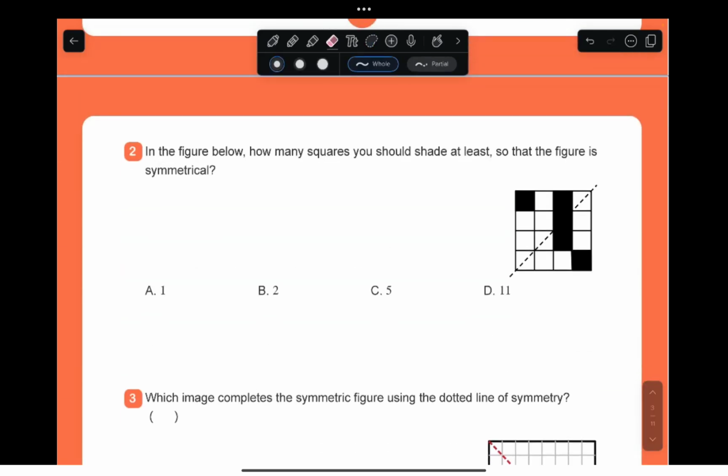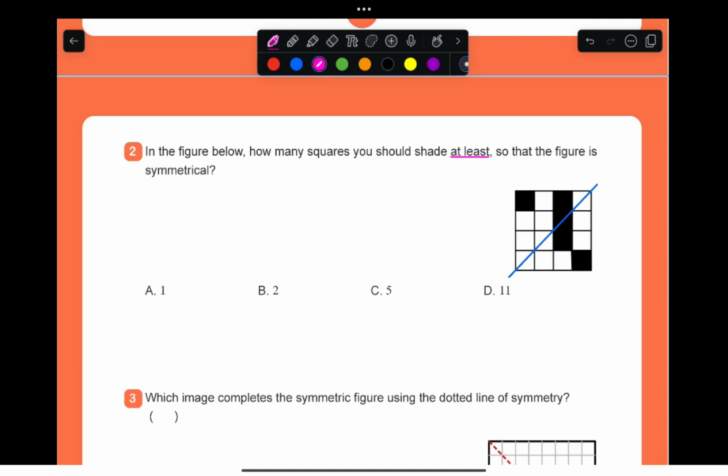In the figure below, how many squares should you shade at least, okay, at least, so that the figure is symmetrical? Okay, so the question gives you the mirror line already. You have to make it symmetrical across these diagonal lines. Okay, so now you have to think about which square each shaded region will reflect to on the other side of the mirror line. Since you want to find out the minimum amount that you have to shade, you just have to reflect those that are shaded. You don't have to create other symmetry, right?